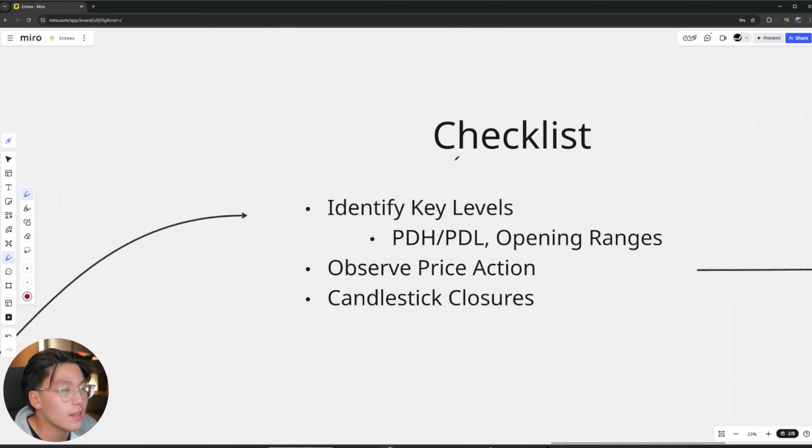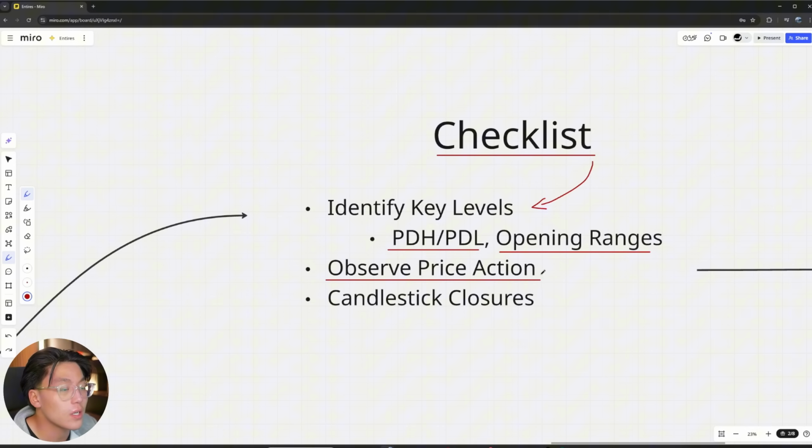For the checklist on exactly what we're looking for when using these entry confirmations, number one, we want to make sure that we are trading around key levels. The entry models don't matter unless we are at key levels in the markets, being your previous day highs and lows, your opening ranges, order blocks. If we're trading in the middle of the ranges, these entry confirmations aren't going to matter and we can get faked out plenty of times.